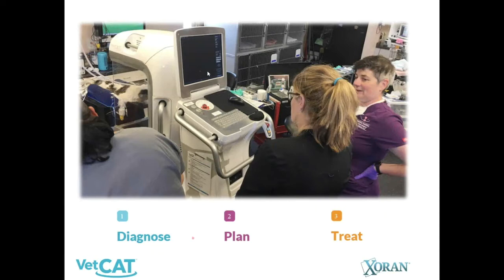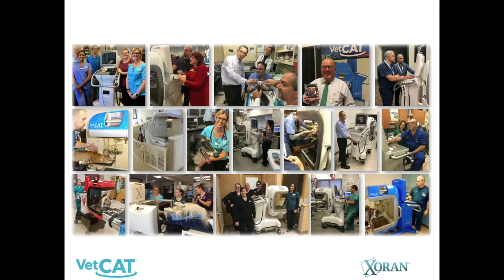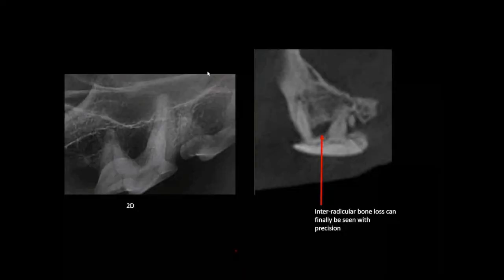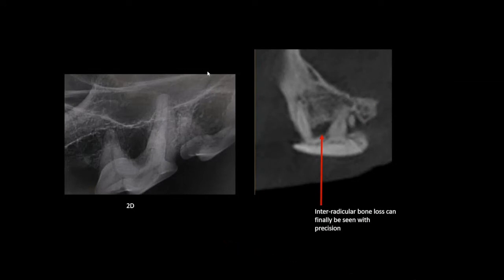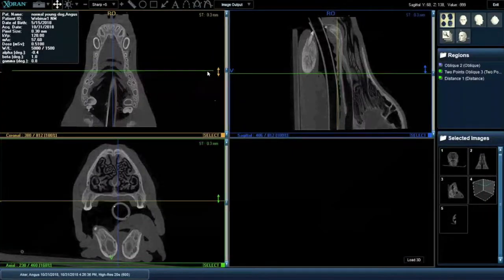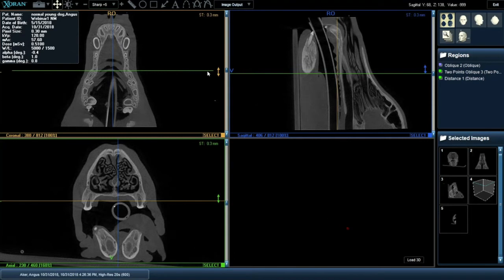So again, with the VetCAT, we can diagnose, plan, and address treatments quickly. There are many users around the country. There are just a few pictures of them. And there are a lot of cases that have been documented so far. I just want to look at a few cases with you, and we're going to jump to the VetCAT software now and start looking at normal and advanced cases. So here, what are we looking at?